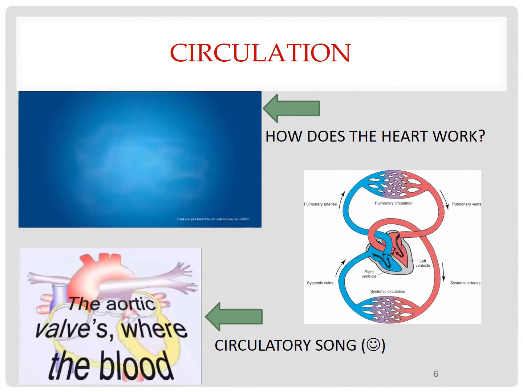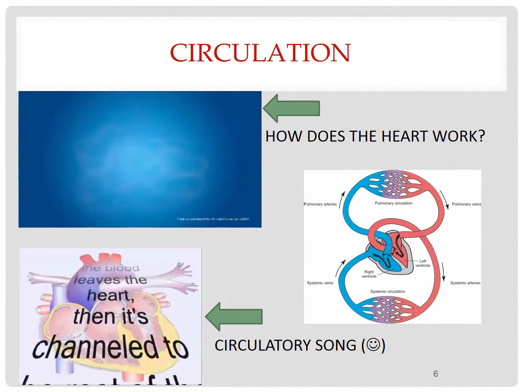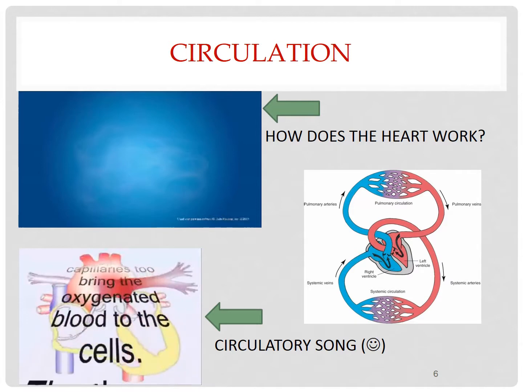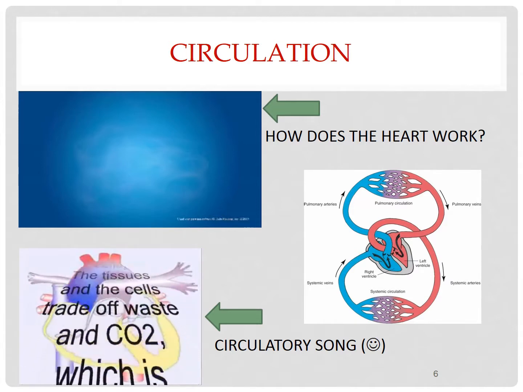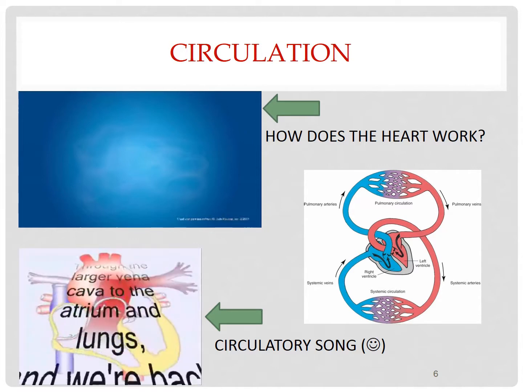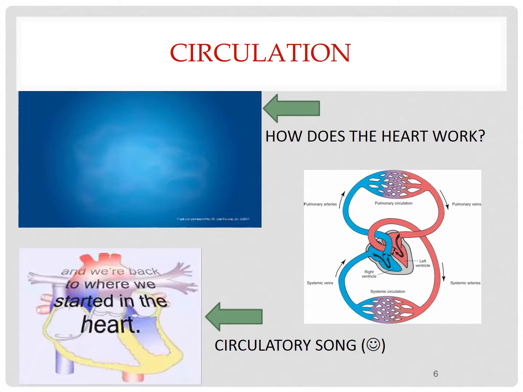The aortic valves where the blood leaves the heart and it's channeled to the rest of the body. The arteries, arterioles, and capillaries too bring the oxygenated blood to the cells. Tissues in the cells trade off waste and CO2, which is carried through the venules and the veins, through the larger vena cava to the atrium and lungs, and we're back to where we started in the heart.